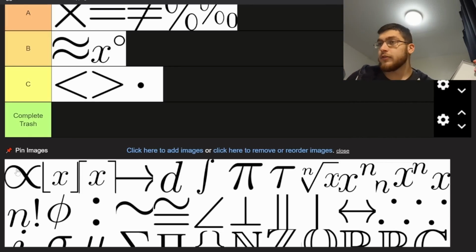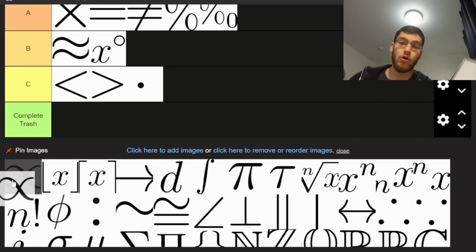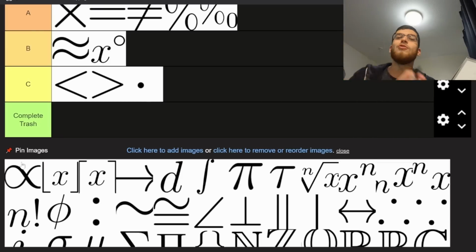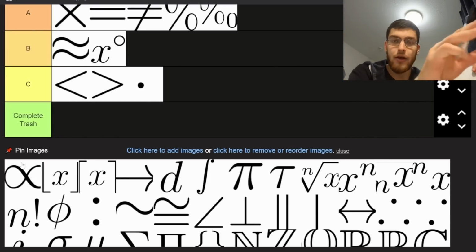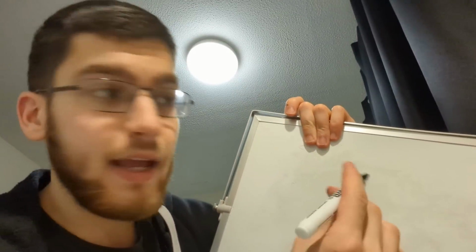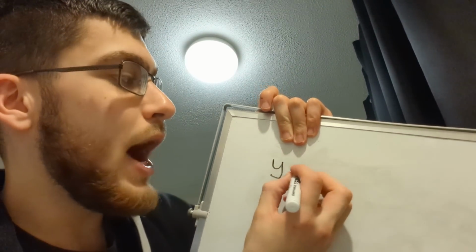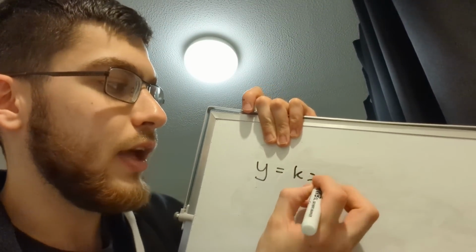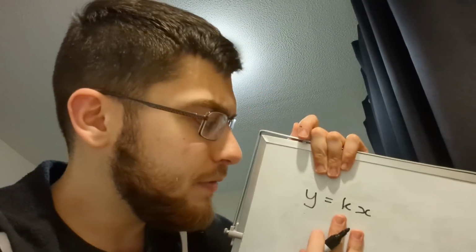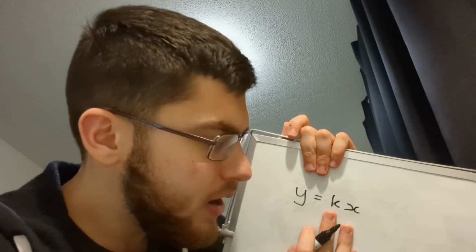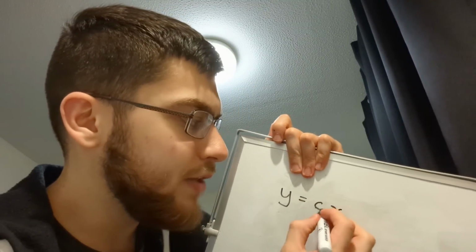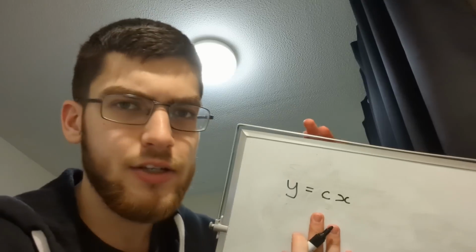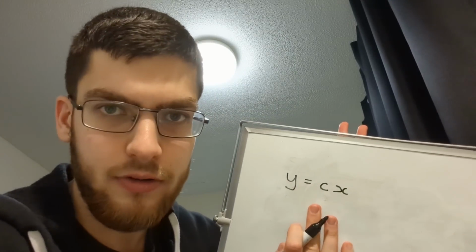This next symbol is not a cut-off infinity, it's actually a proportional to symbol. Now, I don't really like this symbol because I think they could have designed it a lot better. First of all, if y is proportional to x, then y equals kx, okay, where k is a constant. But if k is a constant, then why is it not c? Why is it not called c? You know, like in integration, when you have plus c, plus constant, right?